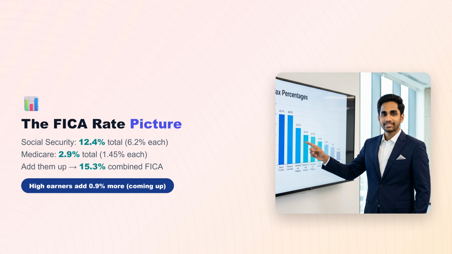Let's lock in the rate picture one more time. Social Security is 12.4% total, 6.2 from you, 6.2 from your employer. Medicare is 2.9% total, 1.45 from each side. Add those together, and you get 15.3% combined FICA. And for high earners, there's an extra 0.9% coming up next.